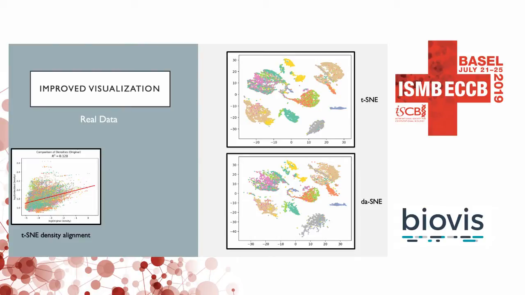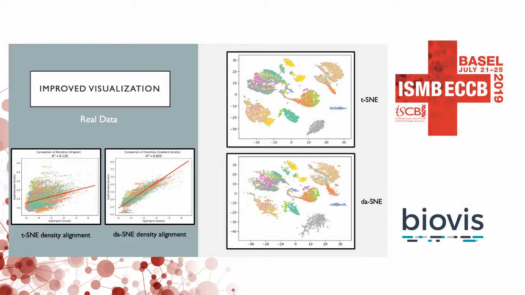But the thing I want to show you most is that when you actually regress the original and the embedded density, in the original t-SNE space, there's almost no relationship. But when you run it on the density-aware version, you get a much better correlation coefficient.